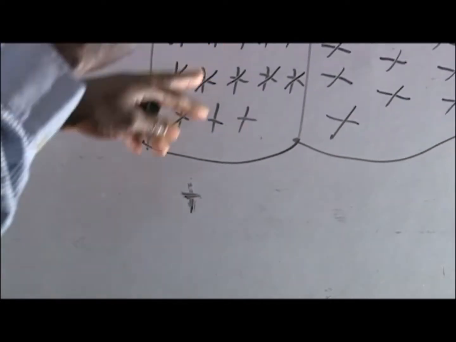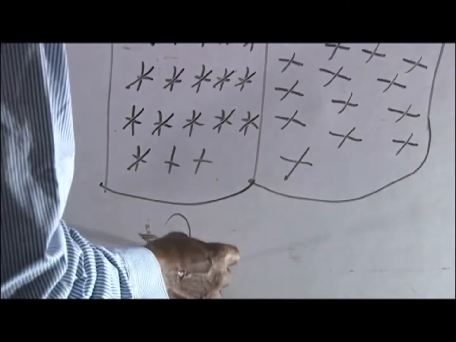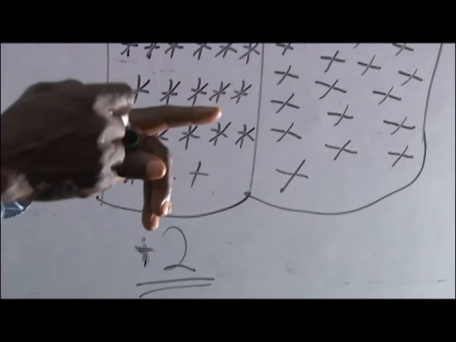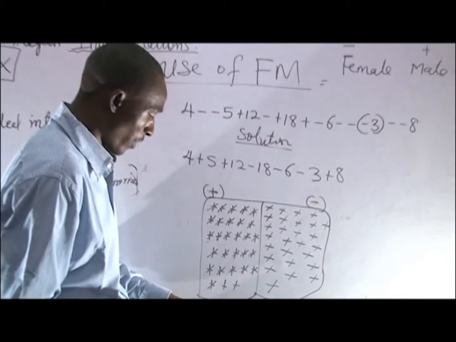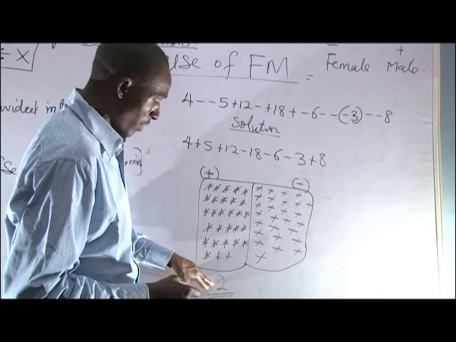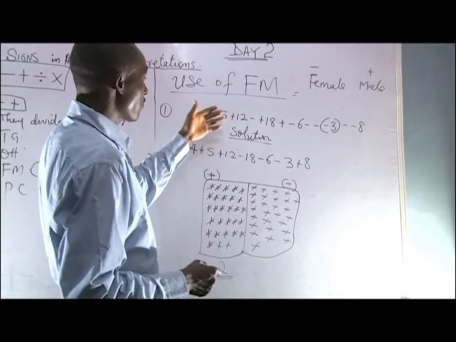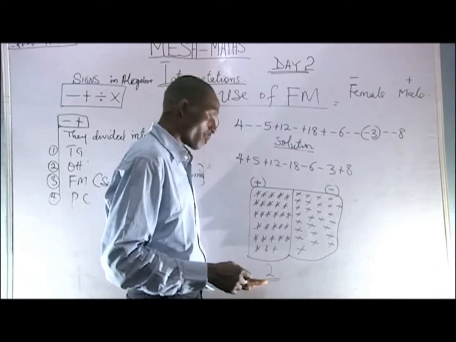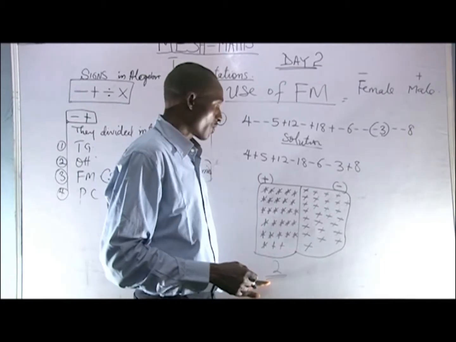So in the male's room, how many do we have? Let's count. 1, 2. There are 2 that have not married. But don't forget, I told you that you don't put a plus at the front of a number. So you see, we arrived at the answer we got last for the homework. So that is for this particular one.